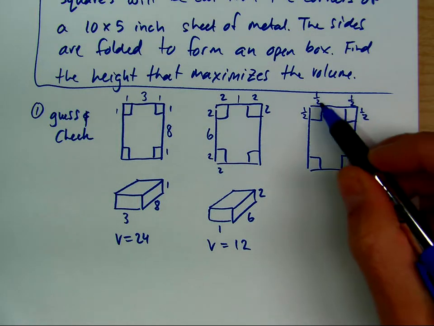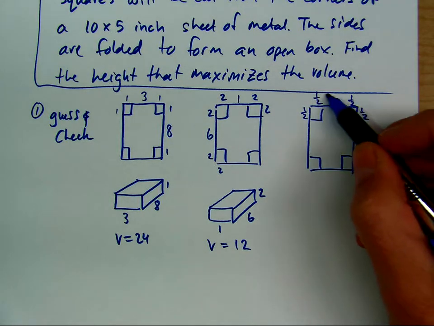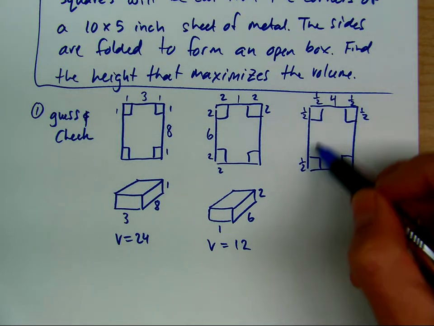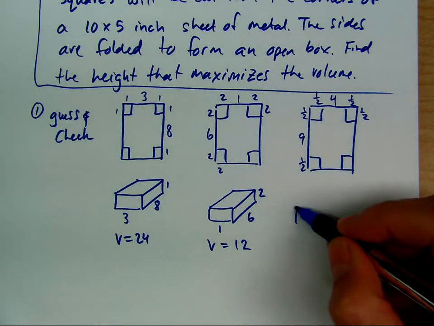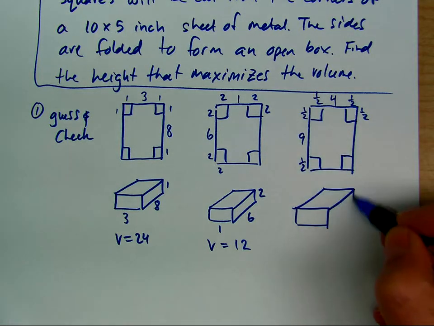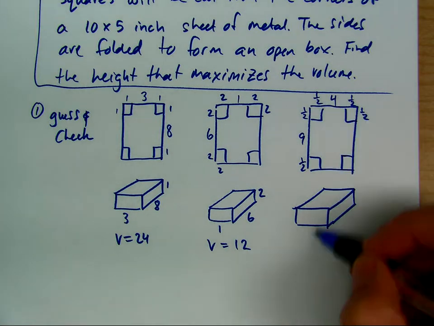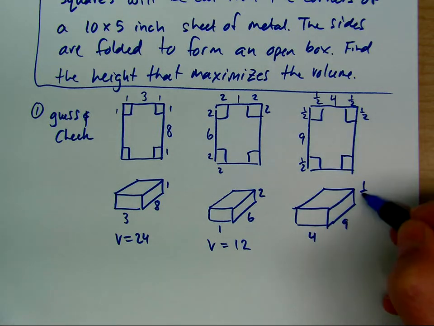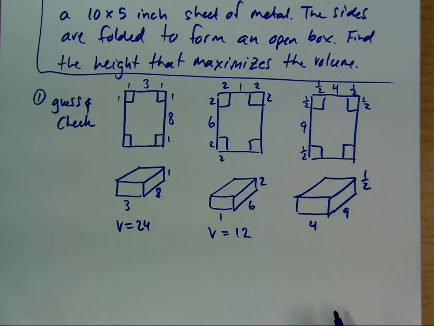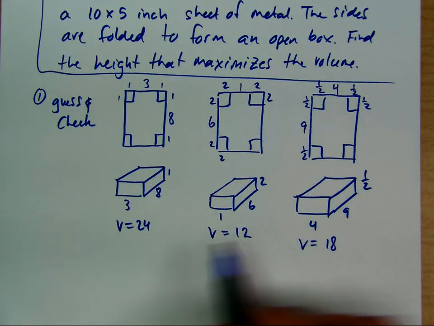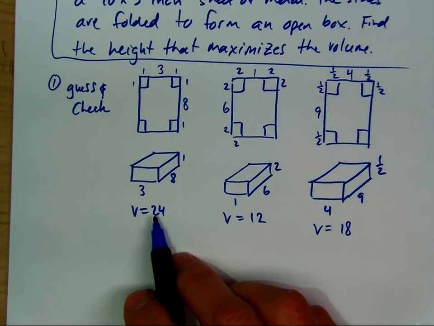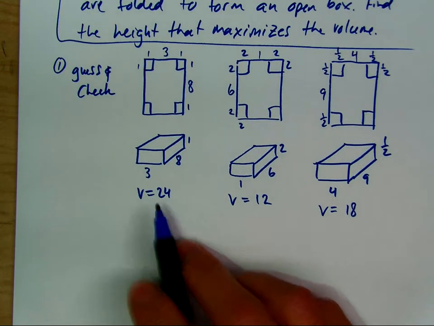And if I cut a total of 1 inch out of 5, there's 4 left. Cut a total of 1 inch out of 10, and there's 9 left. So now the box is 4 by 9 by a half. And that gives us 36 times a half is 18. So that's still the winner. And let's generalize.